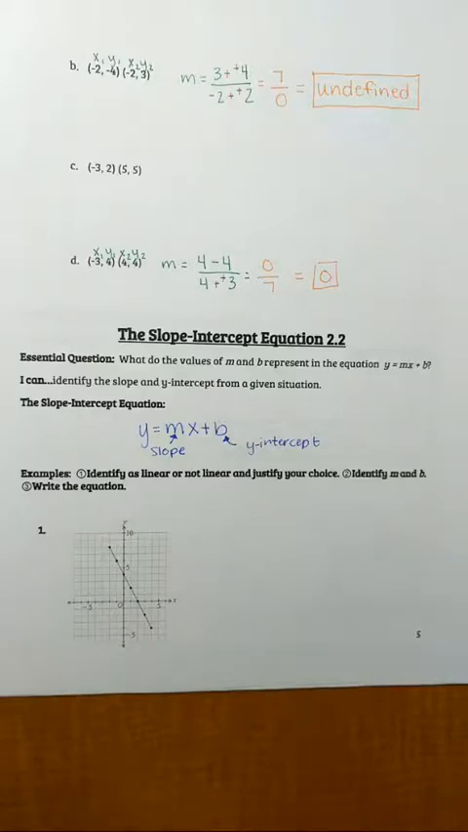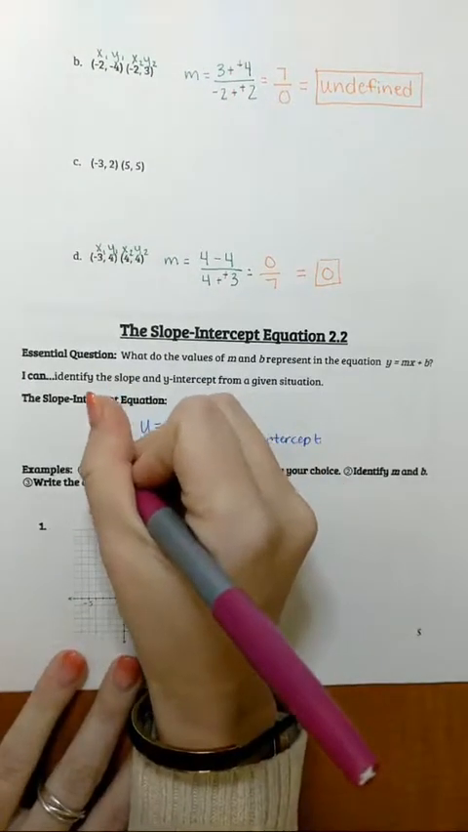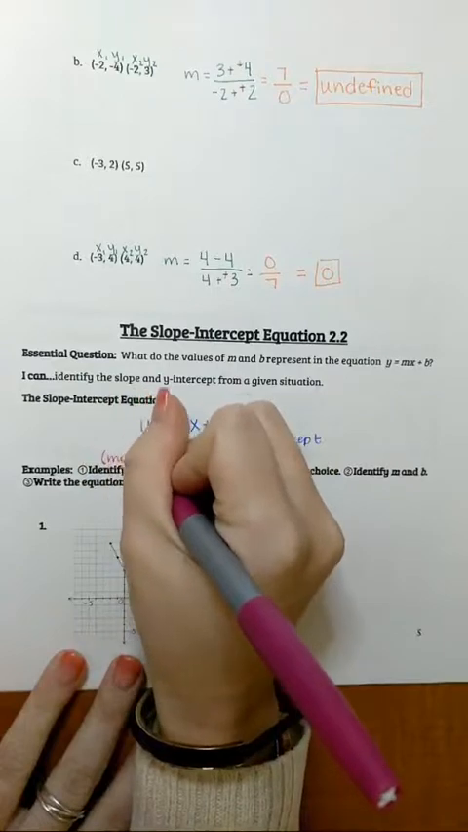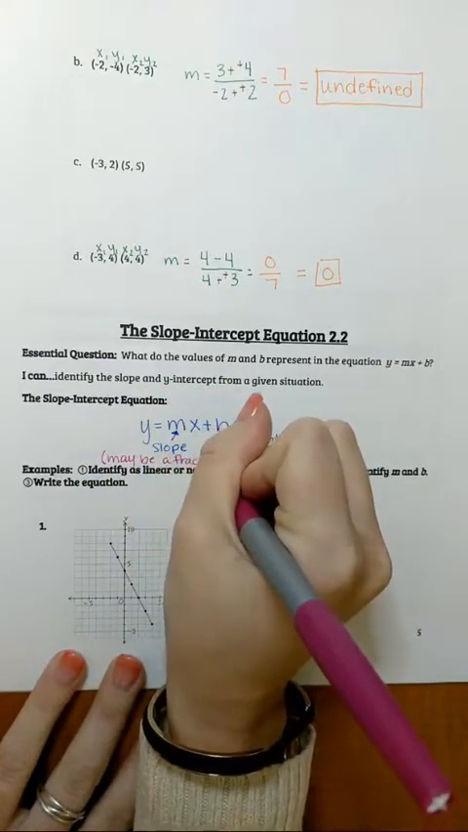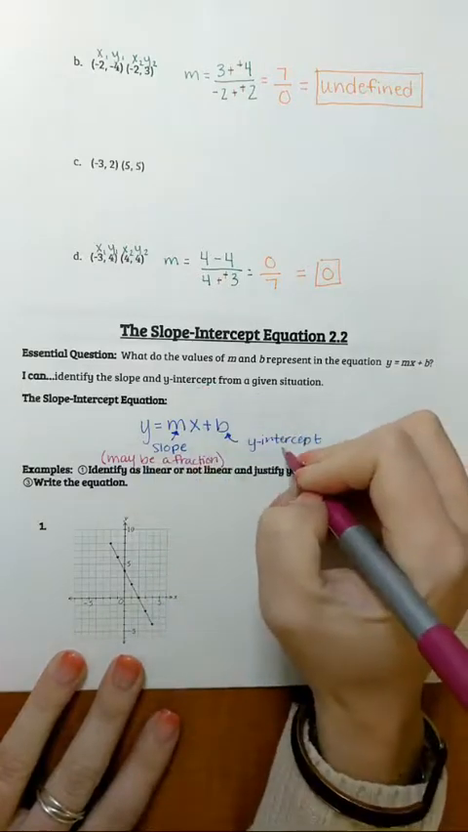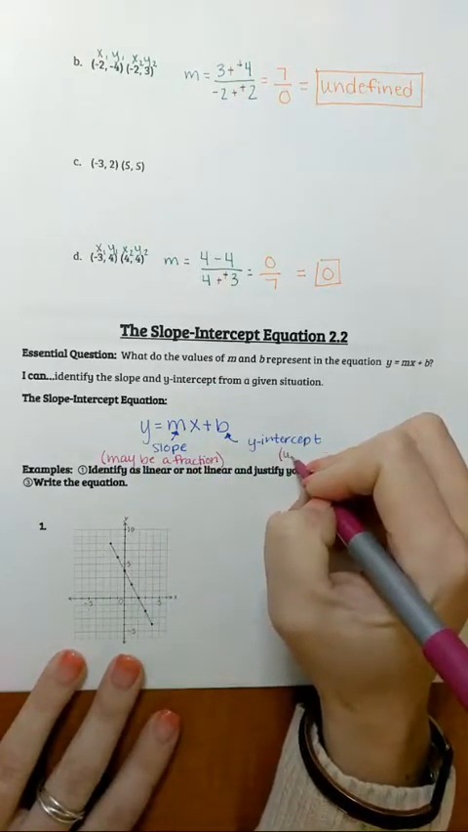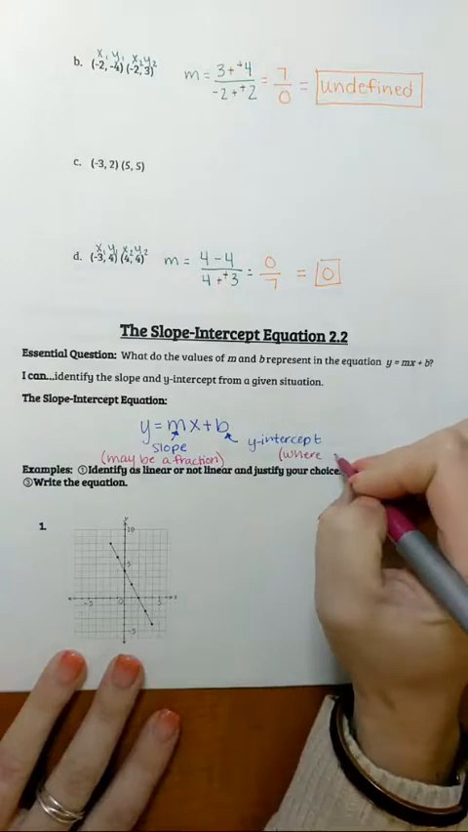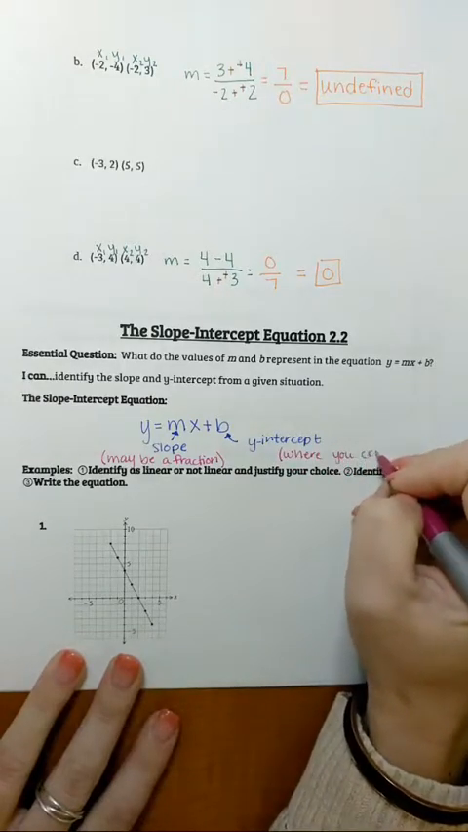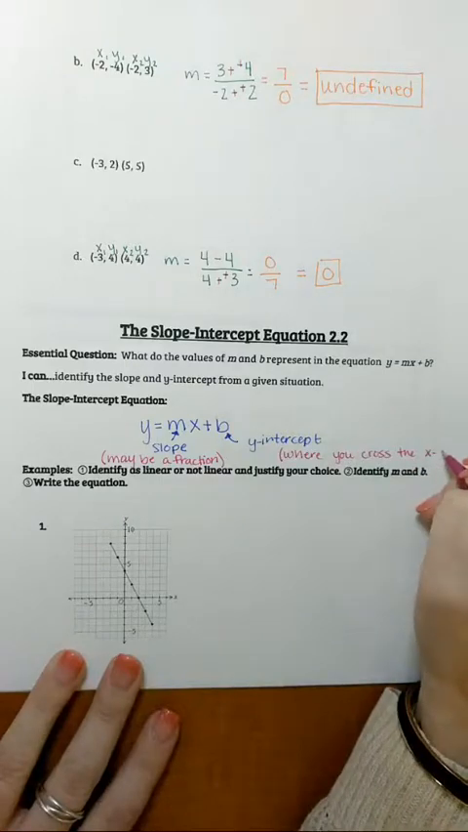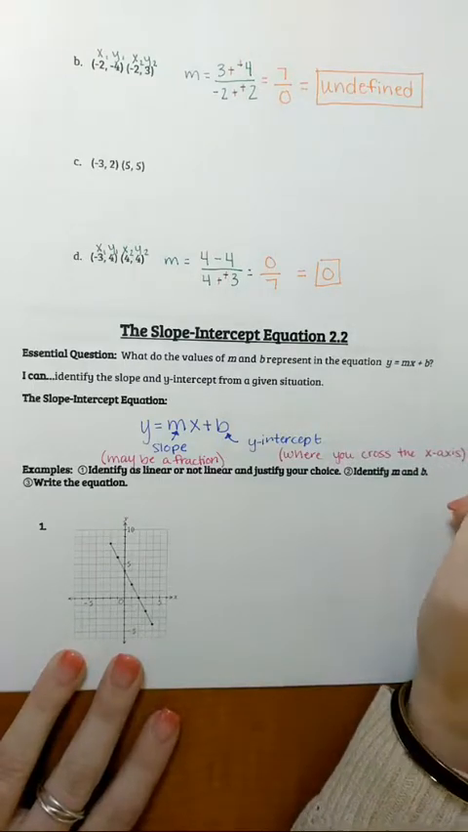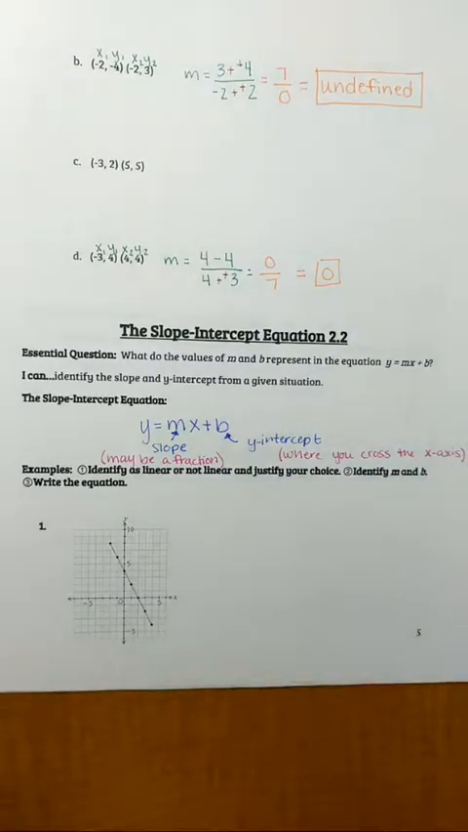And your slope may be a fraction, and your y-intercept is where you cross the x-axis. Okay.